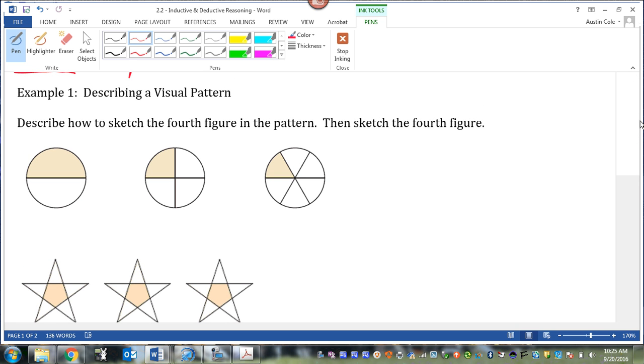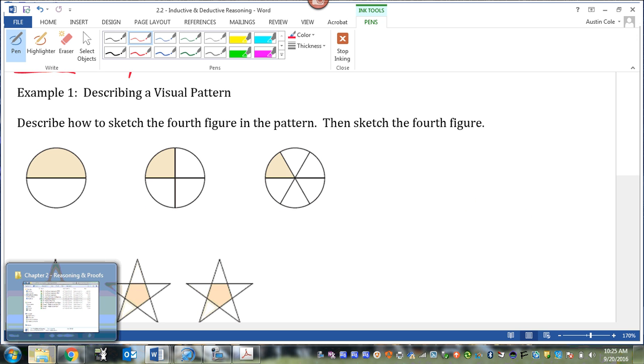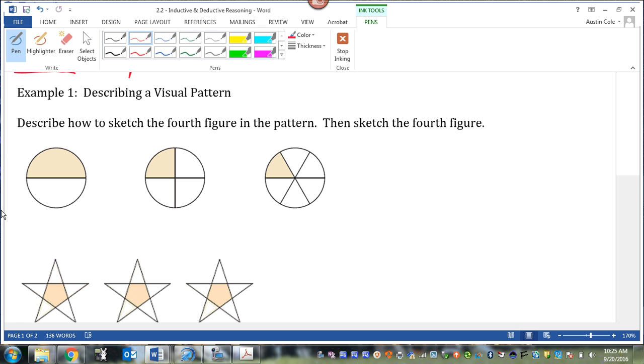Part of math is recognizing patterns, and then you make your conjecture based on the pattern that you're observing. So let's look at these here. What do you guys notice about this? They're like circles and they're like fractions. Okay, I think you're right.